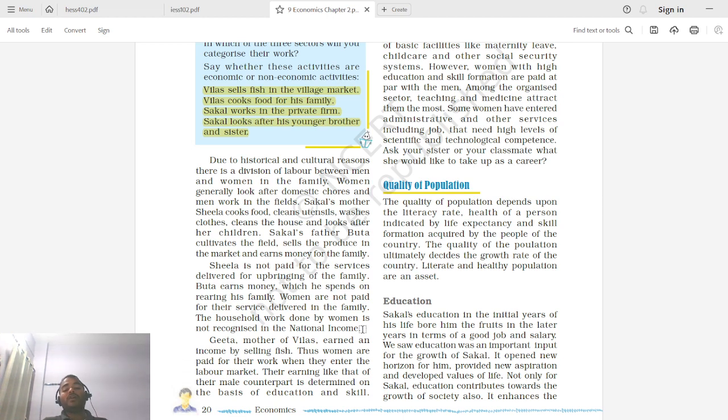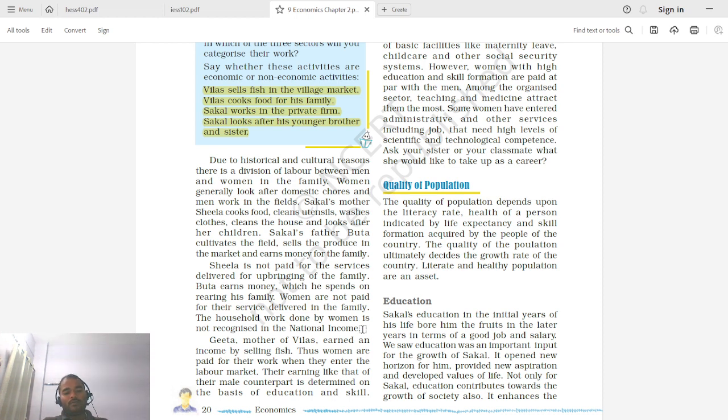Or should the efforts of women that they spend in bringing up their family, taking care of their loved ones, be compensated, considering their efforts in the national income, right? So give your thoughts on this.